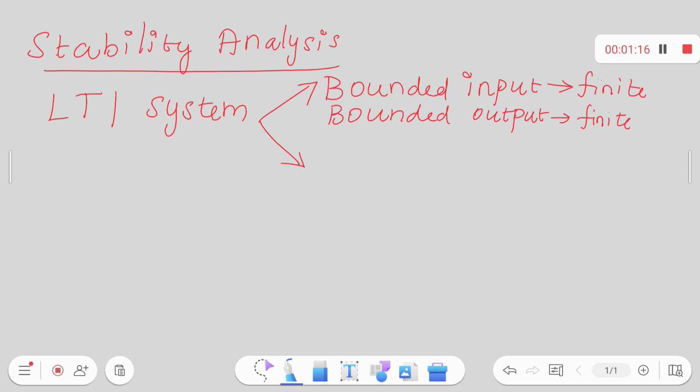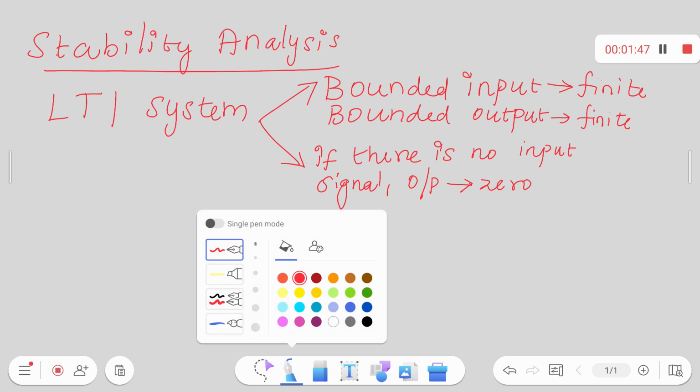There is one more criteria to check the stability of the system. If there is no input signal, my output should be 0. If this condition is satisfied, then a system is said to be stable. So these are the essential criteria for a linear time invariant system to be stable.